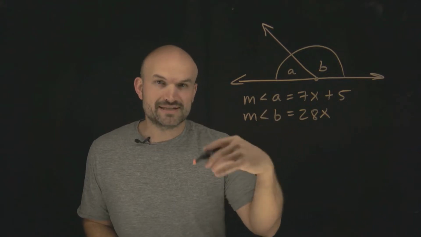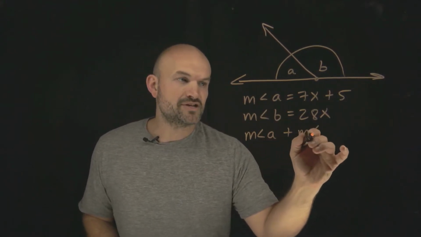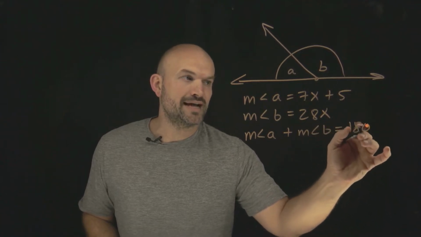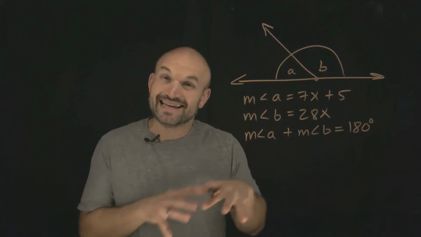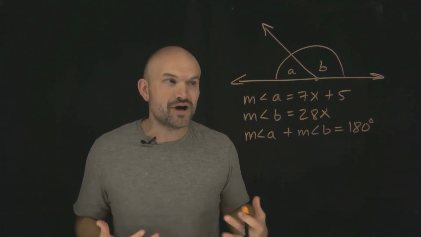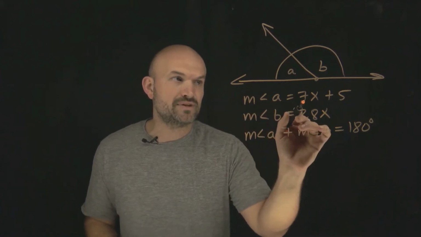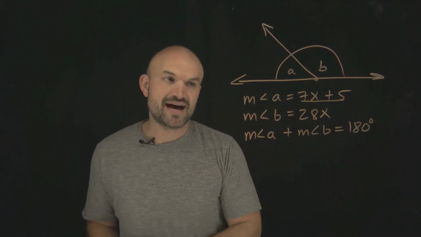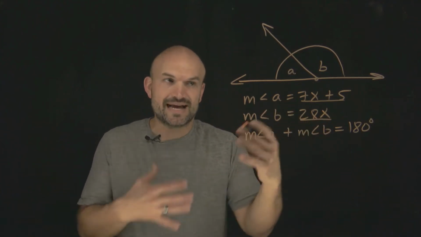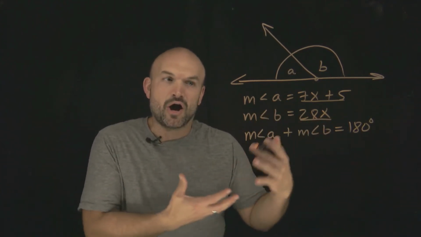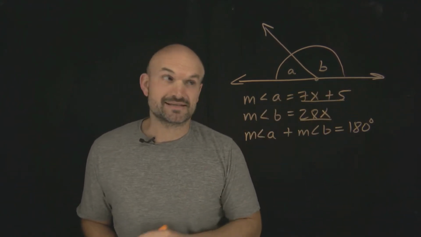So what we have here is the definition of supplementary angles: the measure of angle A plus the measure of angle B is equal to 180 degrees. Now, the thing that we have missing here is we don't know the value of x, and in this problem, that's what we want to solve for. So all we're going to do is replace the measure of angle A with the expression 7x plus 5, and replace the measure of angle B with 28x, because that's what those angle measurements are equal to. When I replace them, it's going to look something like this.